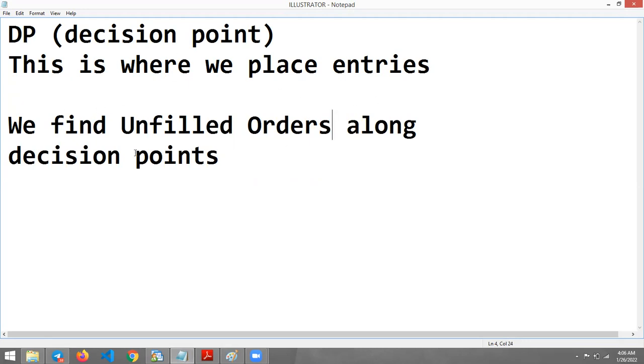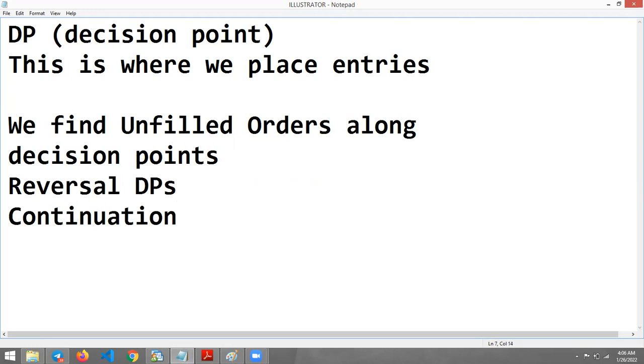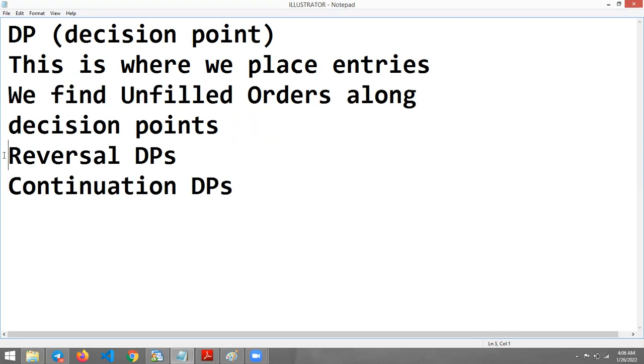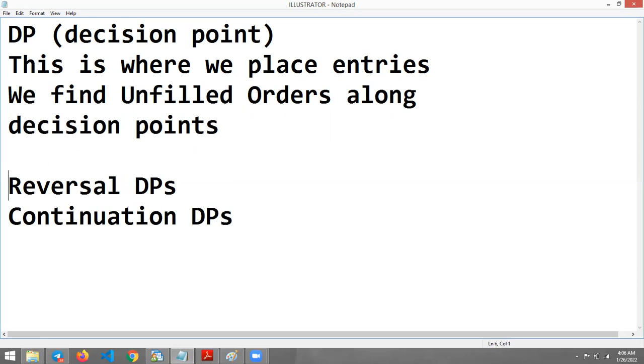Basically we have, of course, two types. We have the reversal decision points, and then we have the continuation decision points. Yeah, this is very simple. I'm pretty sure 90% of traders know about decision points, that is if you have a background of supply and demand, right?